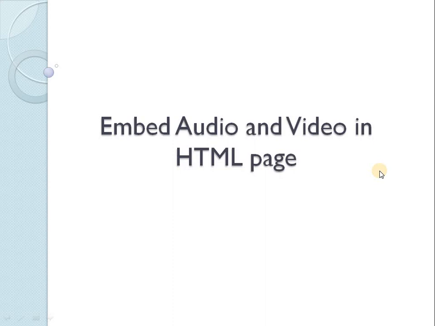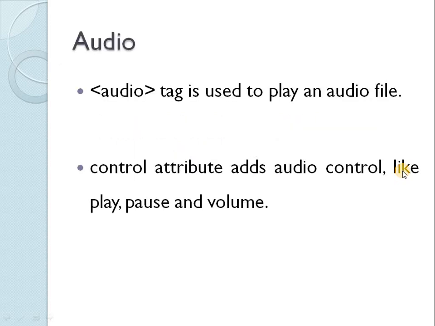How to embed audio and video into the HTML pages. See, this is also a very interesting part. Audio tag is used to insert the MP3 file or audio file into the HTML document, and the controls attribute is there to add the audio controls like play, pause, increase the volume, decrease the volume, mute the volume. So all these controls are enabled with the help of controls attribute.